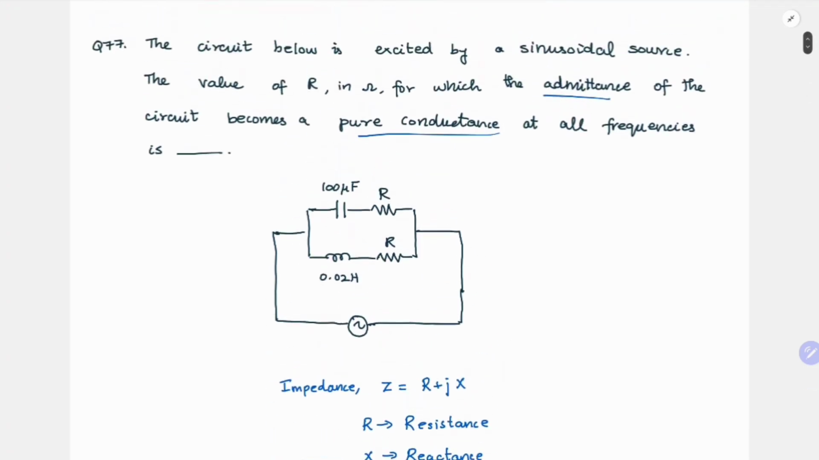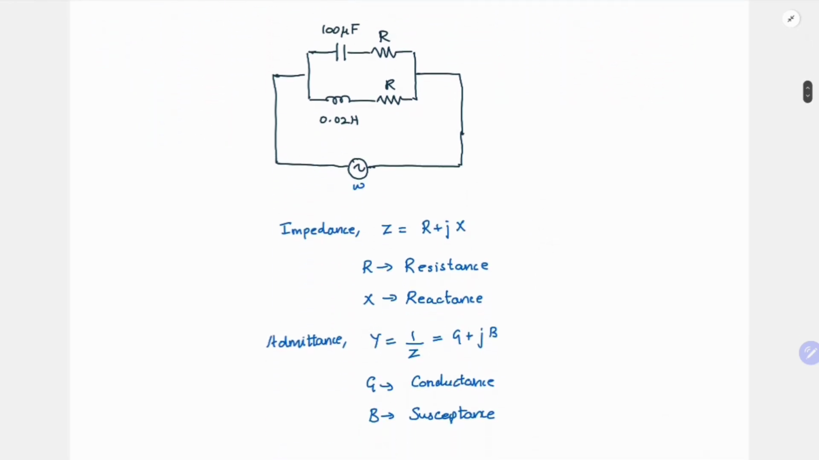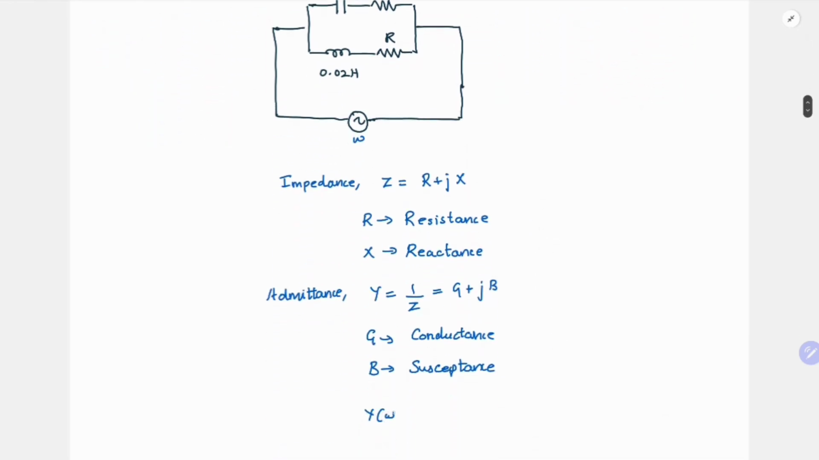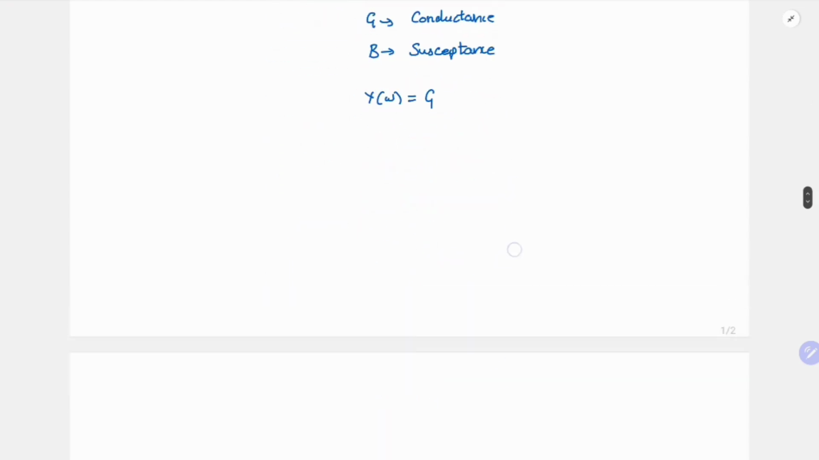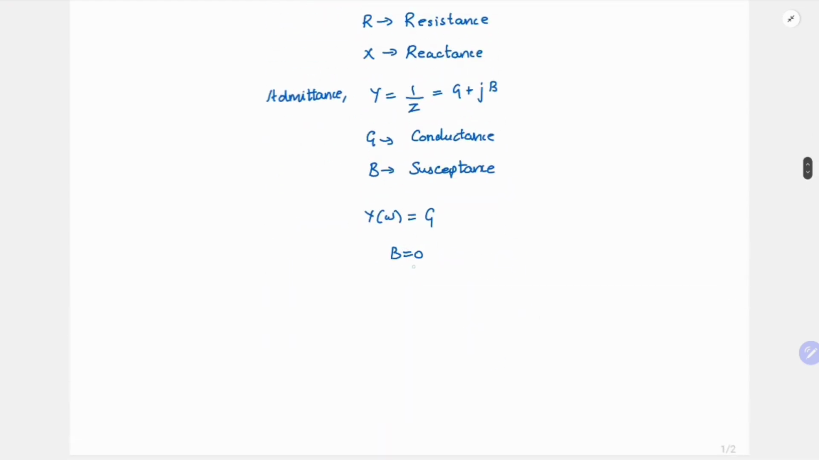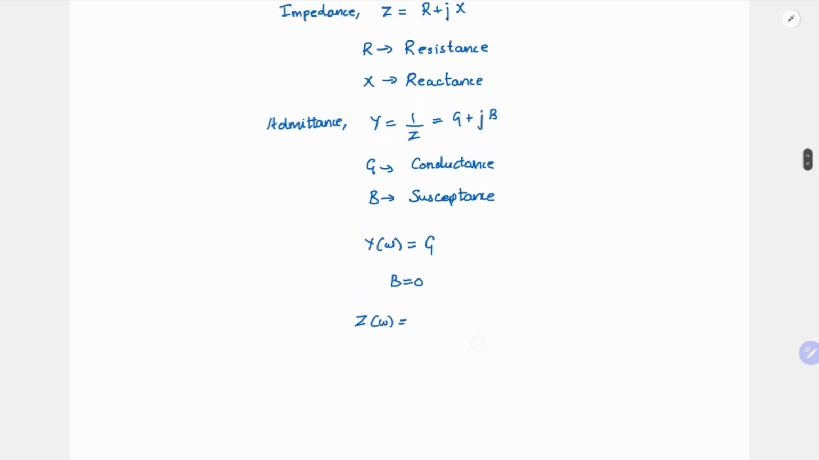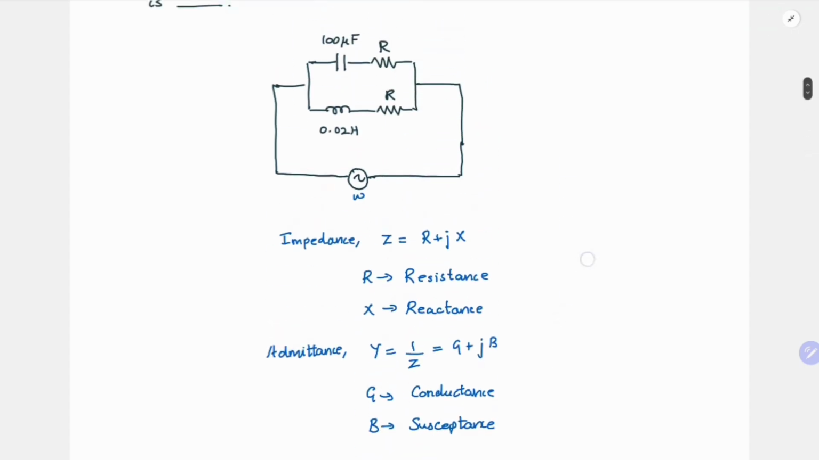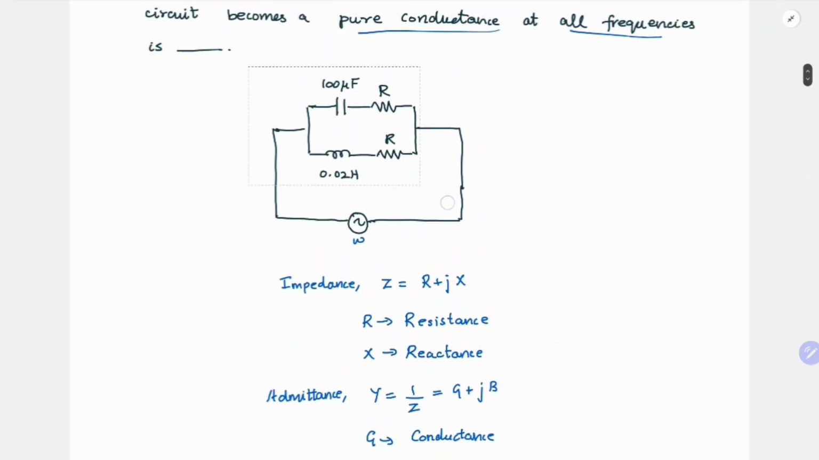Now what they are telling is the circuit becomes pure conductance at all frequencies. So irrespective of omega, your Y should be purely conductance, which means that your B should be equal to 0, which also means that for your impedance, it is a purely resistive thing and your X should be equal to 0. The reactance should be 0. So this is the condition. We can take any one of them and try to find the value of R.